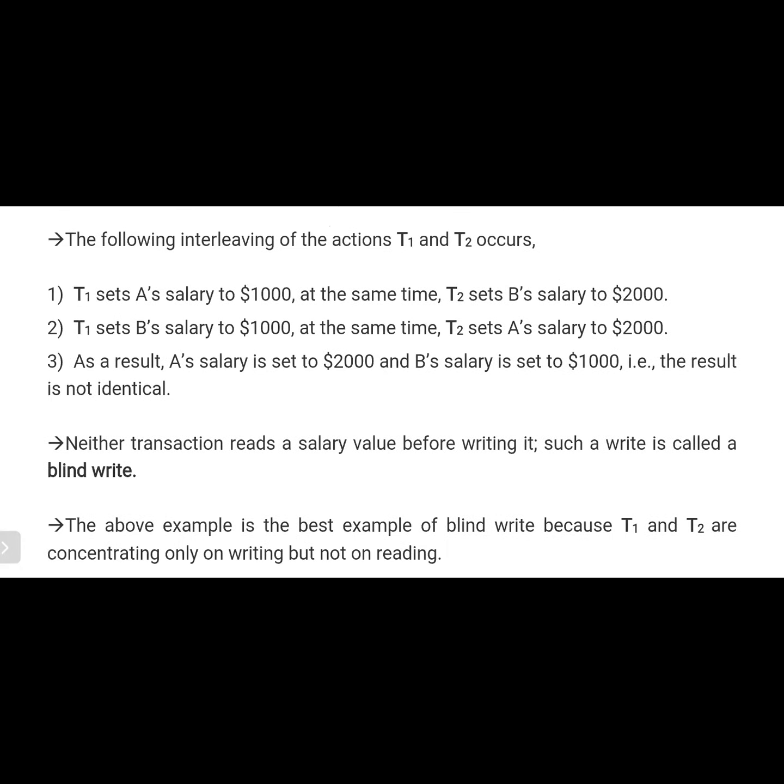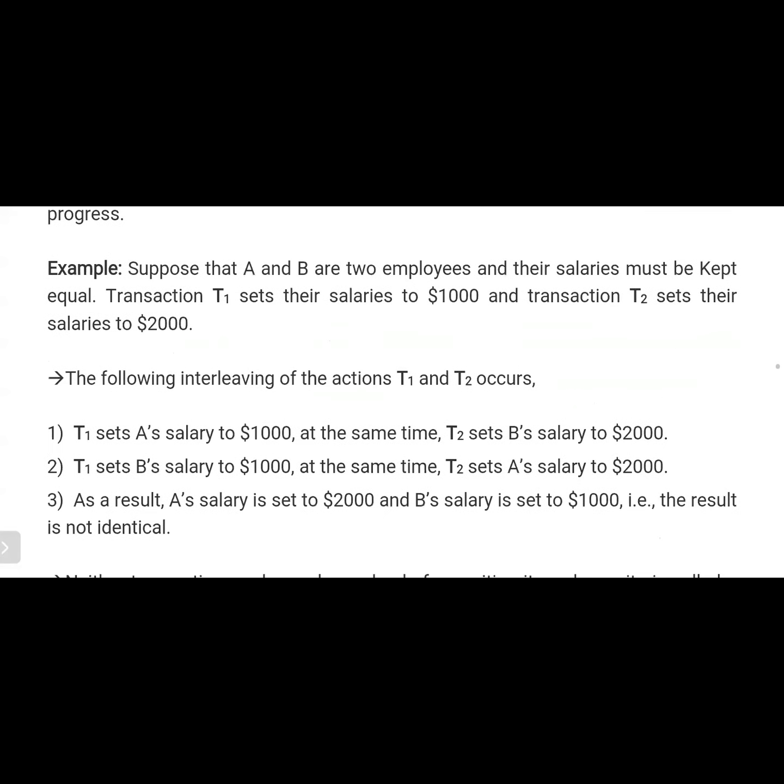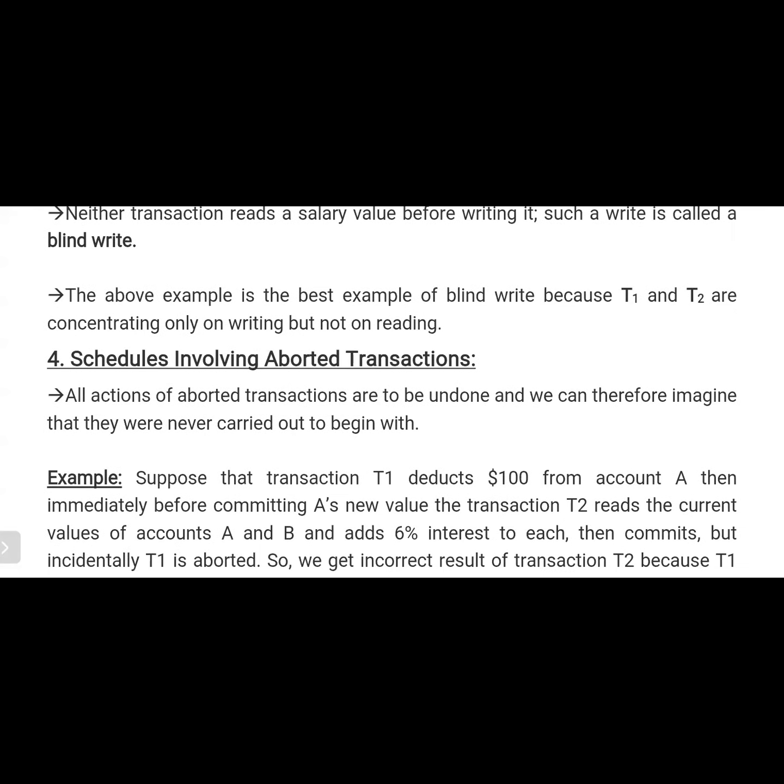So the problem is that initially T1 wants to make some changes on the A value. Next, T2 wants to make some changes on B. Again, T1 wants to make changes on B, and at the same time T2 wants to make changes on A. So here is where the problem occurs: one transaction performs a write operation on a data item, and the same operation is then performed by another transaction. This type of problem is referred to as a write-write conflict.